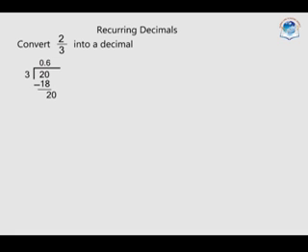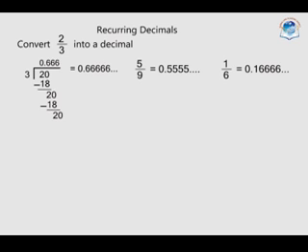Add 0, it goes 6 times again because of 18. Subtract, we get 2, add 0, and then it goes 6 times. This division will never end, and the 6 will keep recurring to infinity. This is called a recurring decimal. Others include 5 over 9, which is equal to 0.5555, and 1 over 6, which is equal to 0.16666.